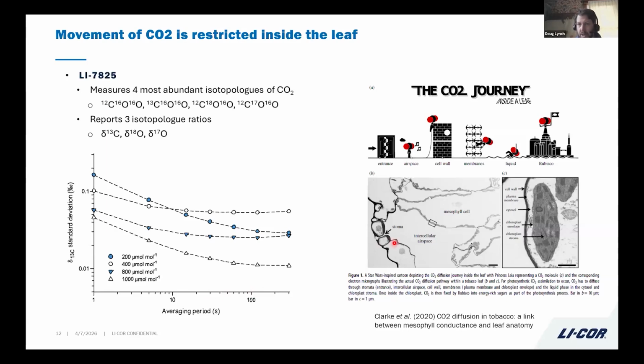And this figure on the right, I really like this figure from a paper by Clark et al. in 2020 that shows what's happening to a CO2 molecule as it works its way from the intercellular airspace into the site of where the chloroplasts are. And it shows all the pathways that can lead to resistance to that movement. And that's essentially what is being attempted to quantify with these discrimination measurements.